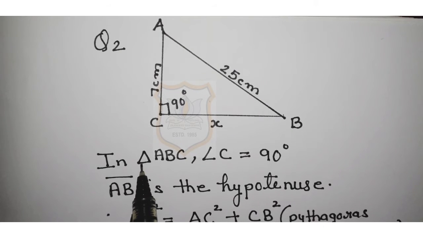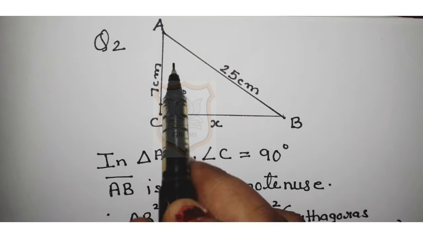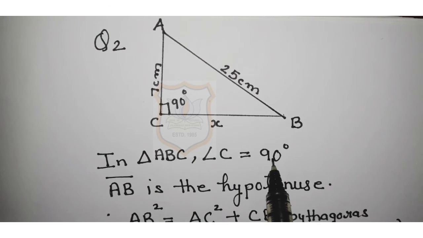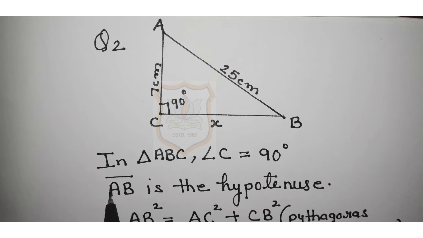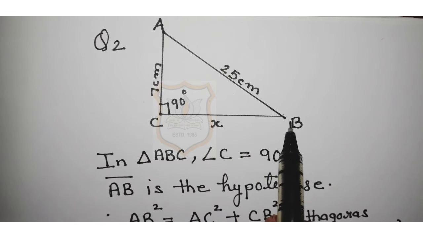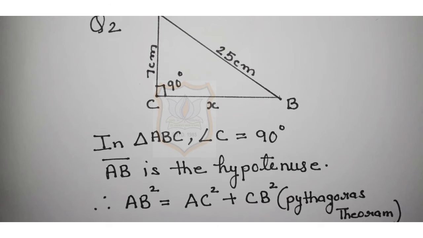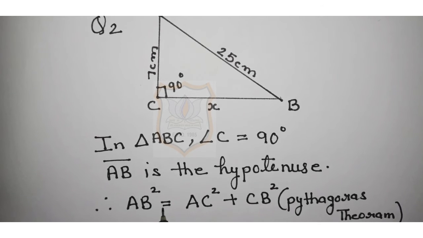So now let's solve it. So, in triangle ABC, angle C is equal to 90 degree. Line segment AB is the hypotenuse. Now, according to Pythagoras theorem, AB square is equal to AC square plus CB square.